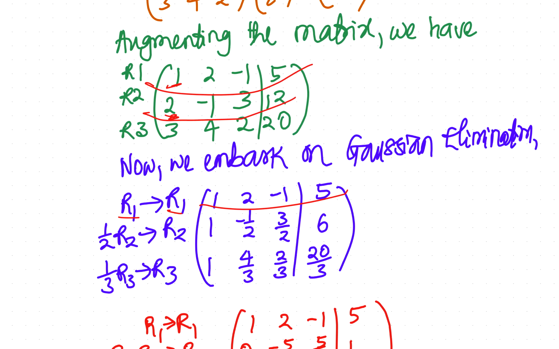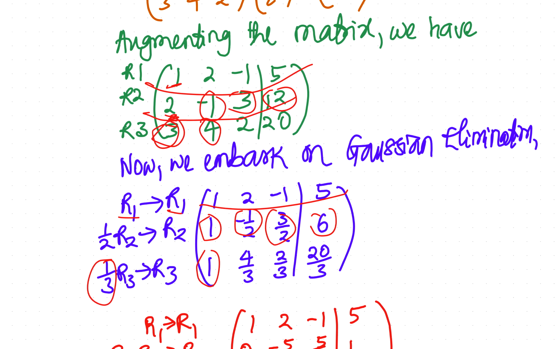Half times minus 1, that's minus 1 over 2. Half times 3, that's 3 over 2. Half times 12 is 6. So I also need this to be 1, right? So then I need 1/3. 1 over 3 R3 becomes the new R3. So 1 over 3 times 3, that's 1. 1 over 3 times 4, that's 4 over 3. 1 over 3 times 2, that's 2 over 3. 1 over 3 times 20, that's 20 over 3.